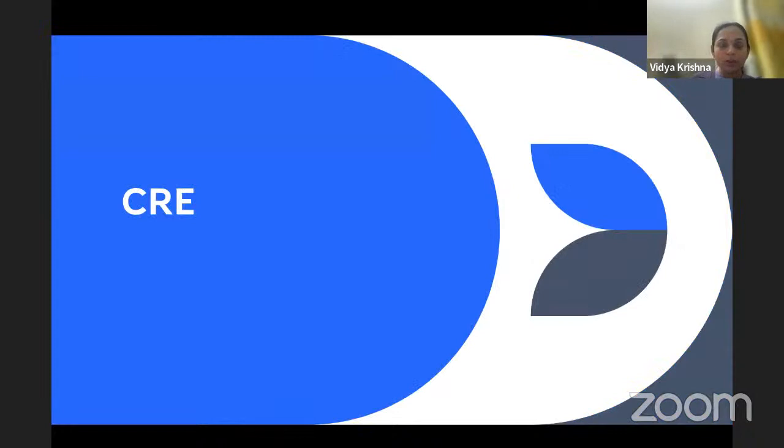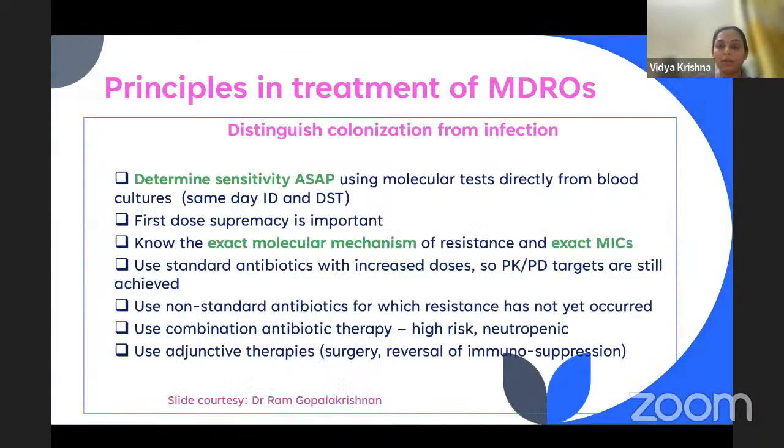So with that, we move on to the third part, which is the carbapenem-resistant Enterobacteriaceae. This slide I have taken from my professor, Dr. Ram Gopalakrishnan, because I think I can't summarize it better. If you want to know the principles in treatment, the first very important thing, if all of you have attended the first lecture, is whether it is a colonization or a true infection. So rather than treating a culture report, we should treat the patient and his symptoms.